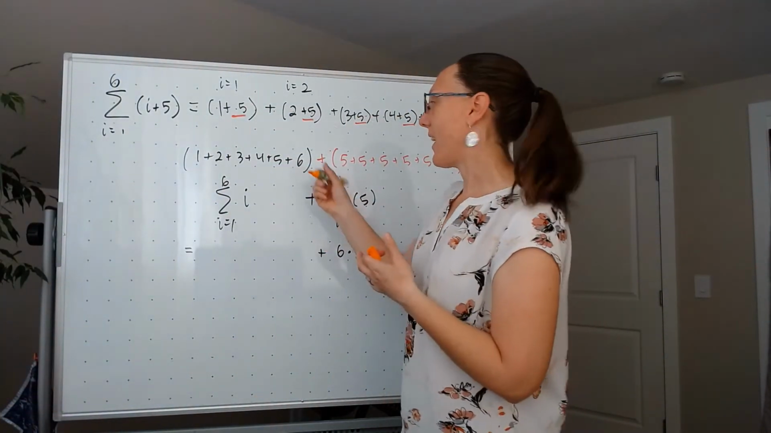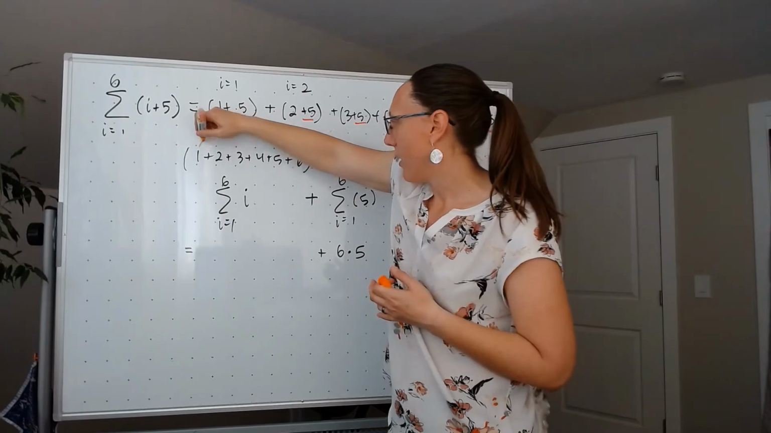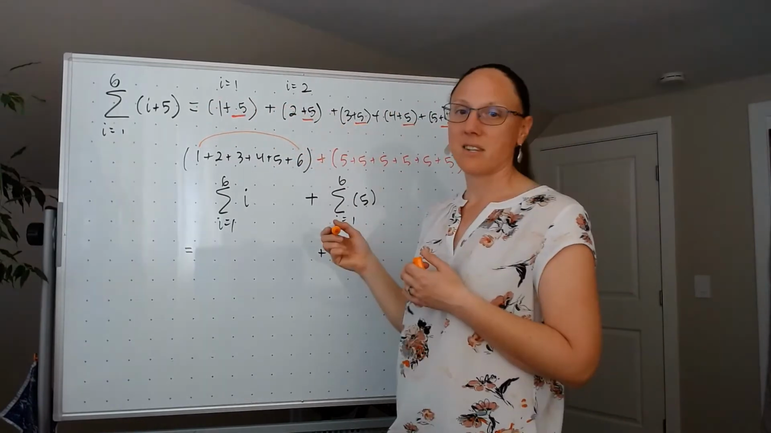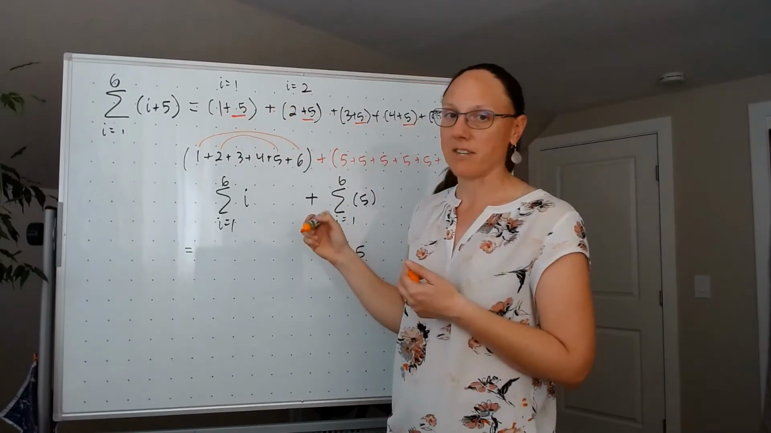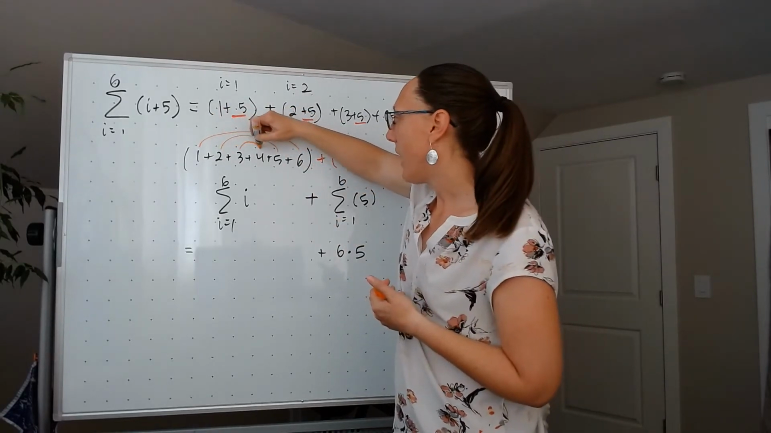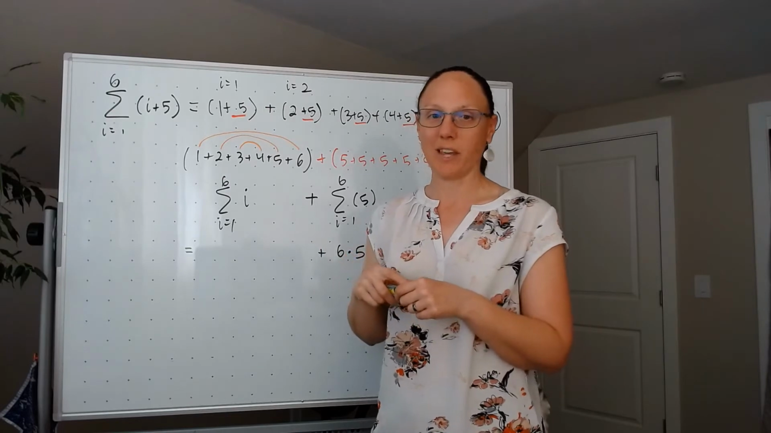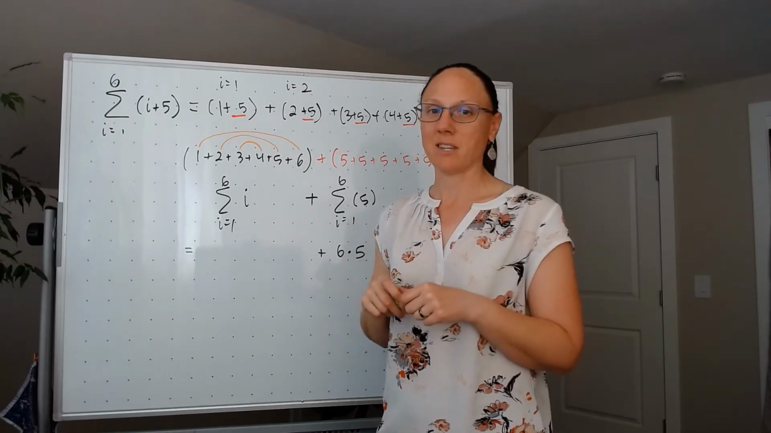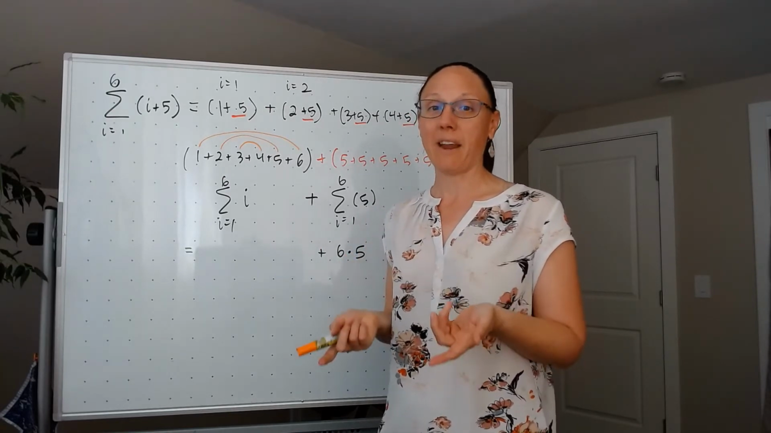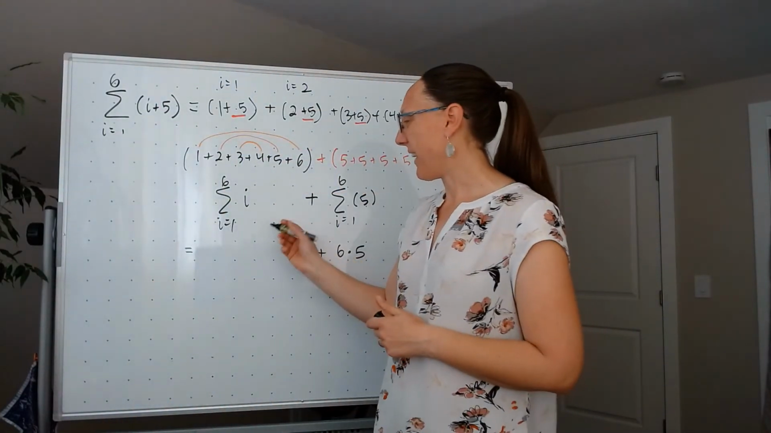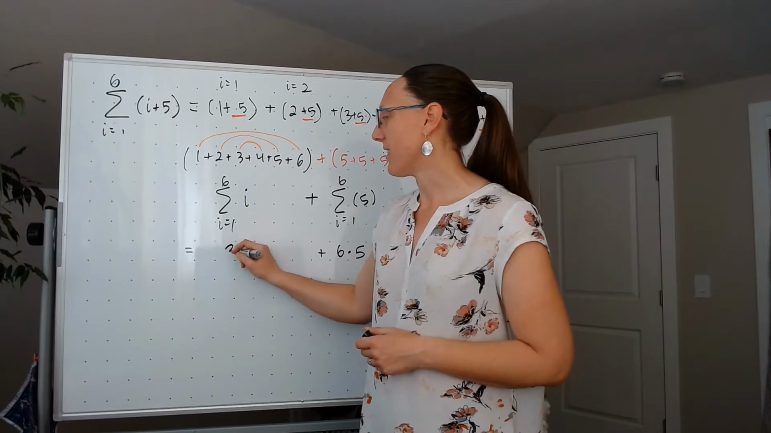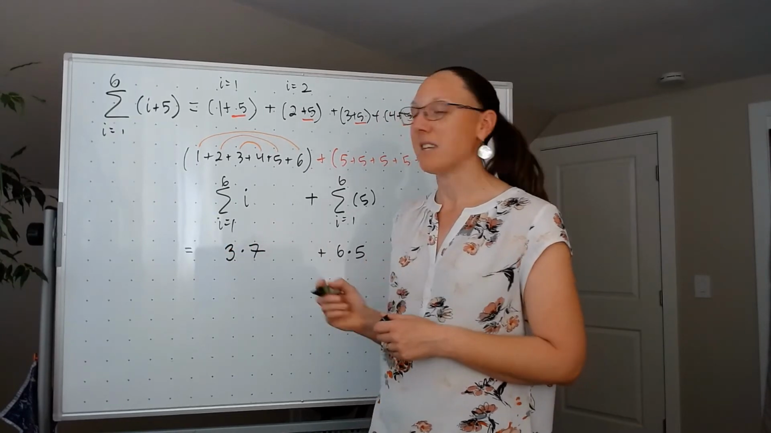Someone looked at this and said, well, 1 plus 6 is equal to 7. 2 plus 5 is equal to 7. And 3 plus 4 is also equal to 7. That means that I have 3 pairs that add to 7. So the shortcut here is this is 3 times 7.